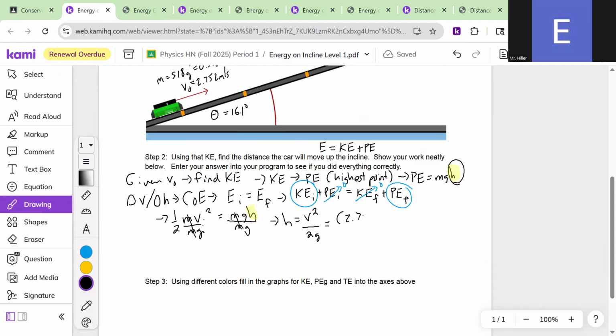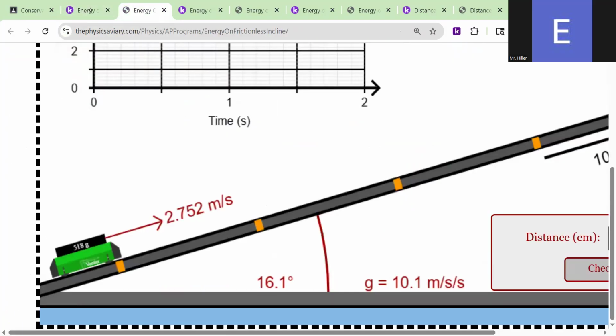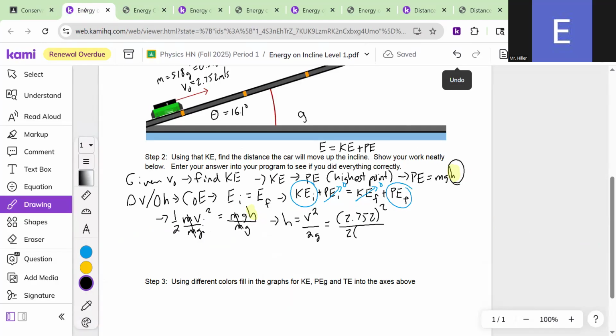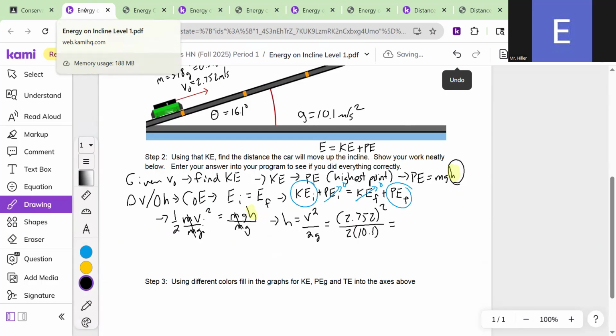So I'm going to go 2.752 squared, put in your velocity and square it, over 2 times, and I just got to double check and make sure, yes, sure enough, you are given the gravitational field strength, the acceleration of gravity where your experiment is being run. So mine is 10.1. Make sure that you note what your g is. My g is 10.1 meters per second squared. Okay, don't just automatically assume it's 9.8. It won't be, okay? All right, now take a moment to put that in your calculator and get your value for the height at which this thing goes uphill.